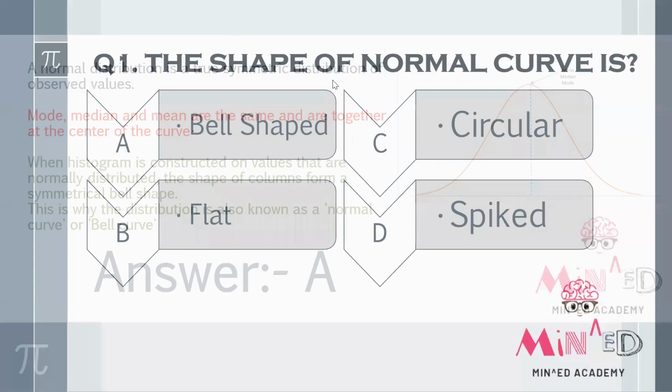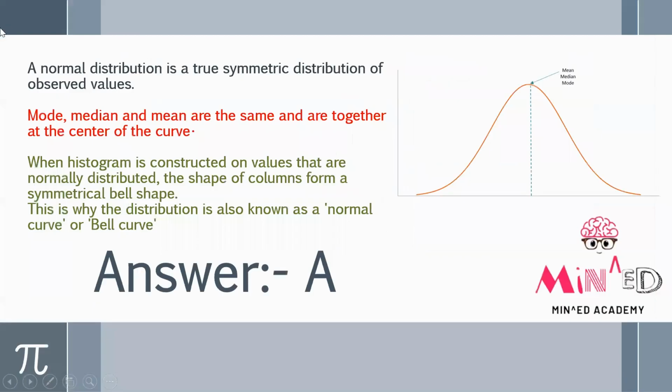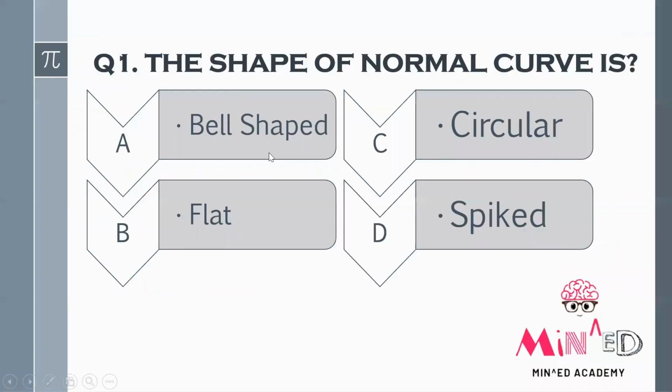First, we'll see how a normal distribution works. A normal distribution is a true symmetric distribution of the observed values where mode, median, and mean are the same and are together at the center of the curve. When the histogram is constructed on values that are normally distributed, the shape of columns form a symmetrical bell shape. So it is also known as normal curve or bell-shaped curve. So our answer will be bell-shaped.